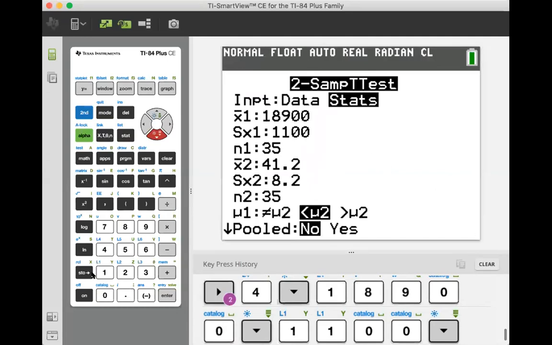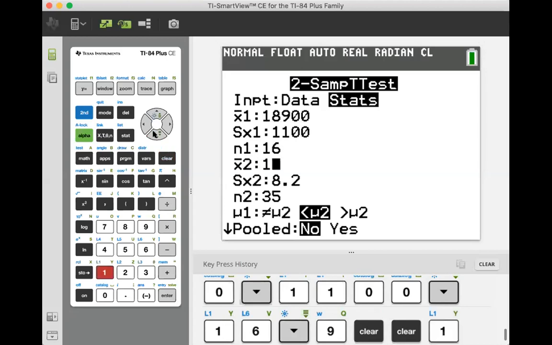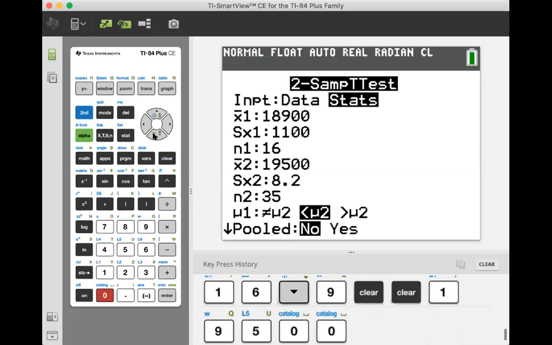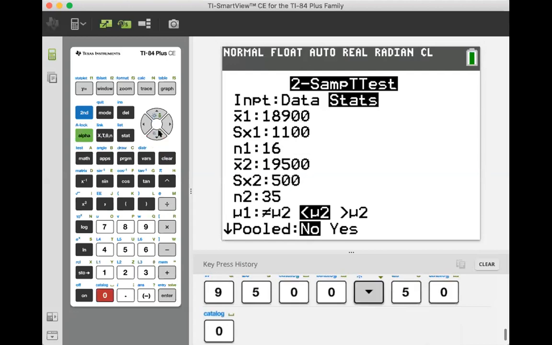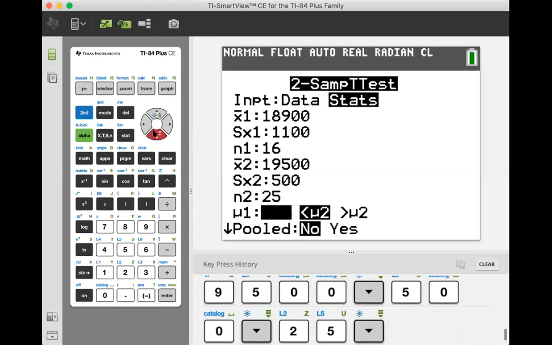So 16. Then this was 19,500, sorry. 19,500. And the standard deviation of the second sample was 500. And 25 was the sample size. Now we're looking at equality. So we highlight that.